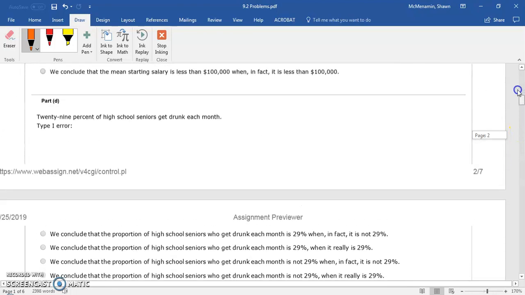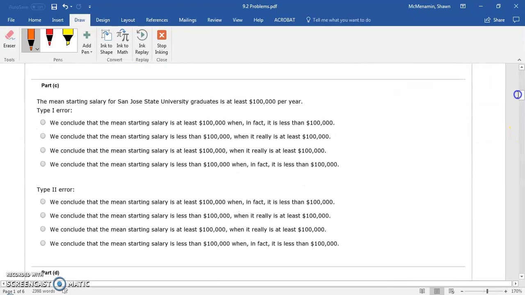All right, for part C, the mean starting salary is at least 100,000. At least is greater than or equal to 100,000. That's your null. Your alternative is that the mean is less than 100,000, the opposing view.